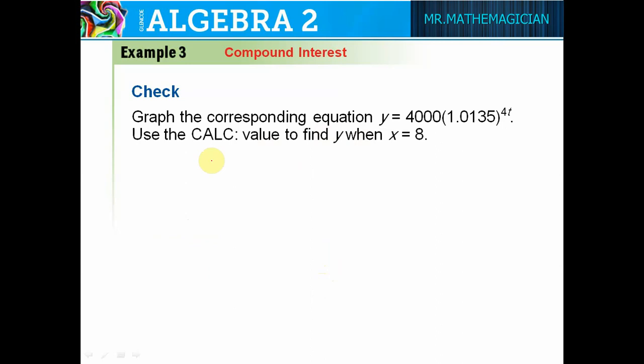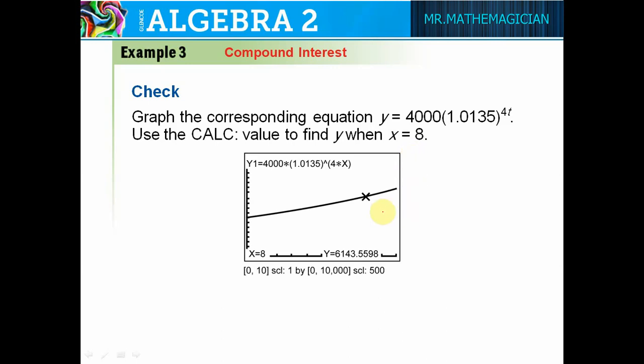Now you can go back and check. Y equals 4,000 times 1.0135 all to the power of 4t, and use calculator value to find y when x is equal to 8. So the y value, as it appears on the calculator, is very close to the value we estimated.